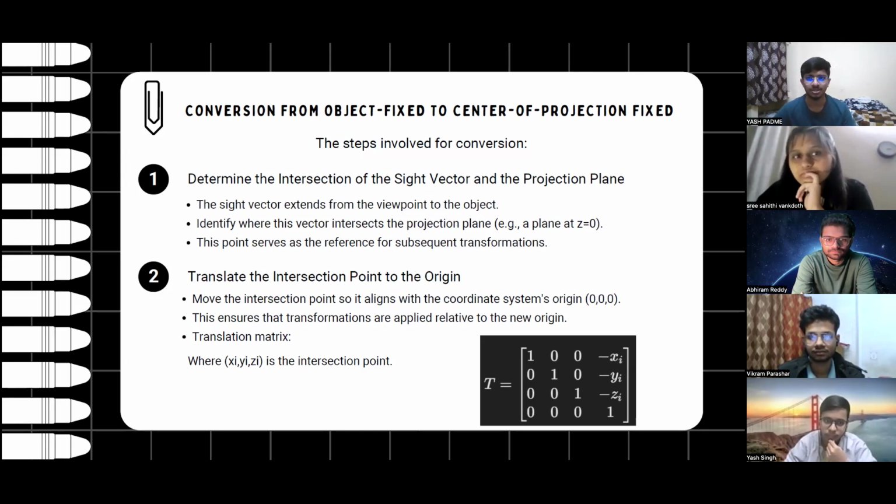Translate the intersection point to the origin. Next, we translate the intersection point so it's aligned with the origin of our coordinate system. This ensures that all further transformations are applied with respect to this new origin. The translation matrix looks like this, where xi, yi, and zi represent the intersection point.